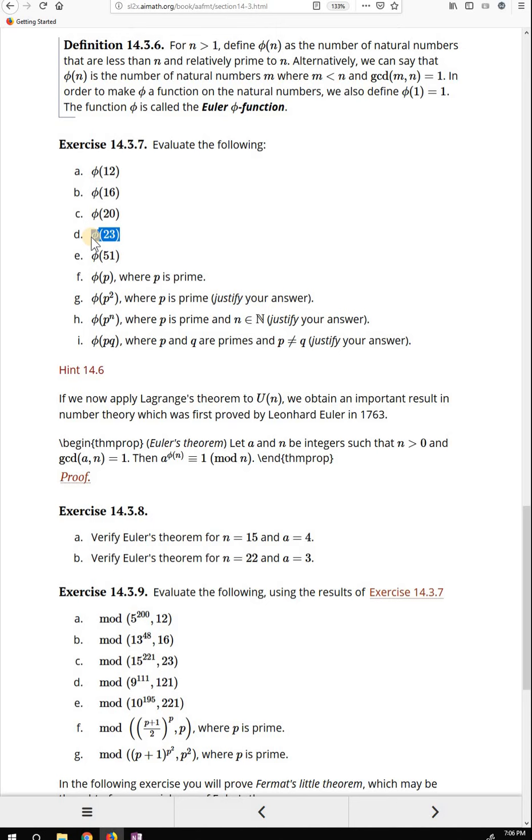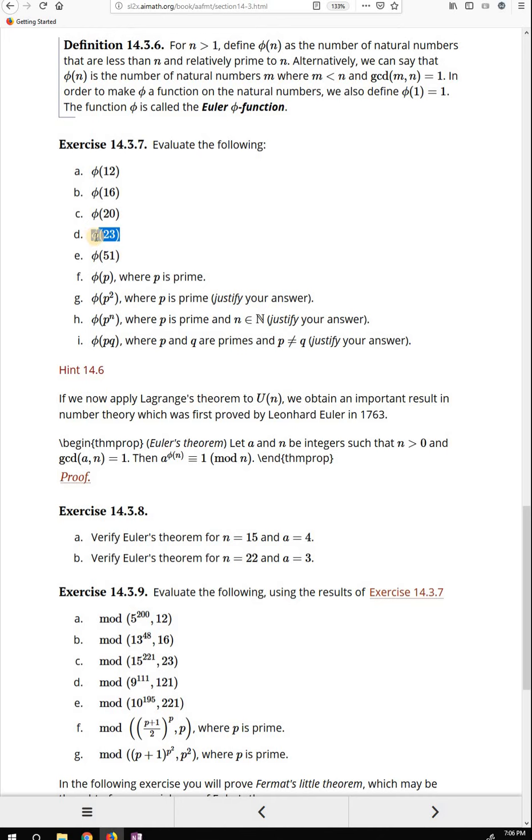If I take an element, what does the order mean? The order means I take that element, then it's squared, then it's cubed, and so on. We take a squared, a cubed, and so on. Now, the order that's generated has to divide 22.